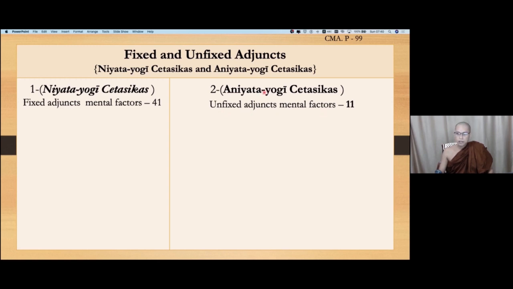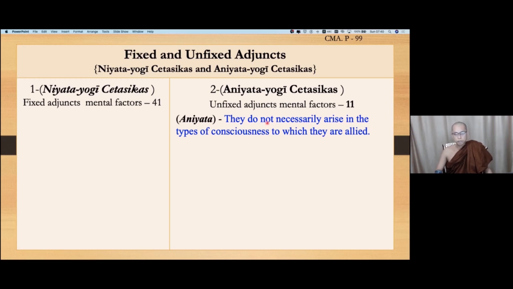They sometimes arise together, sometimes absent. They are not fixed. They are unfixed mental factors, 11. So what are the 11 unfixed mental factors? So they call them aniyata. So aniyata yogi and niyata yogi. See here, 11 mental factors are aniyata because they do not necessarily arise in the types of consciousness to which they are aligned. So sometimes they arise, sometimes they don't arise.